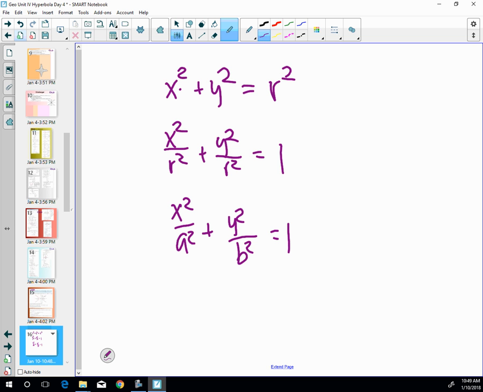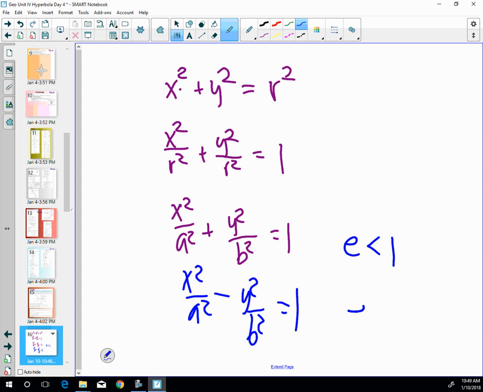We'll see something similar here. The only thing that we have to do to make this different is we're going to do the x squared over a squared, the y squared over b squared, and the 1. What's the little thing that's going to be different? Right there. The reason this is going to be different is that this is when e was less than 1. What do you think this is going to be? e is greater than 1.